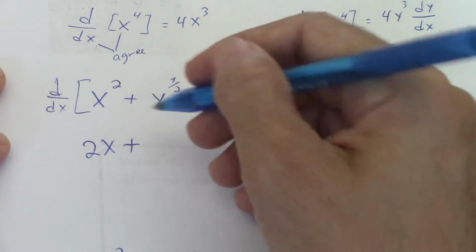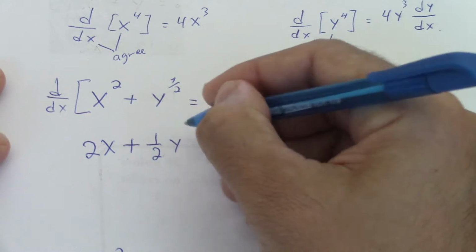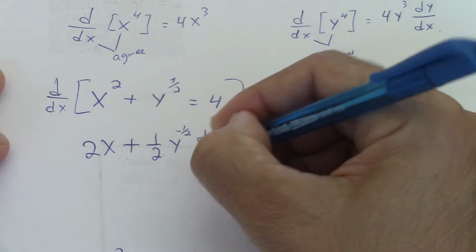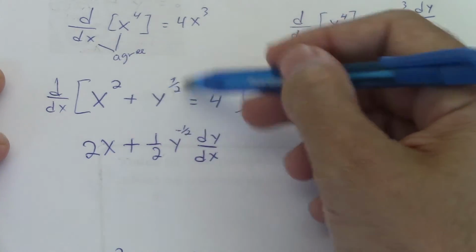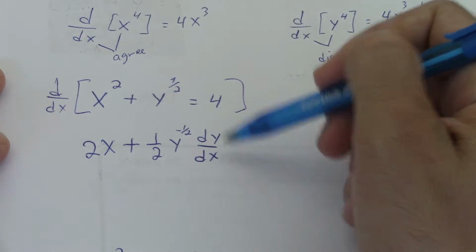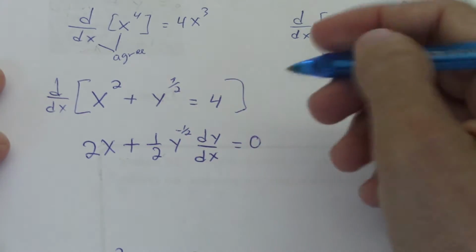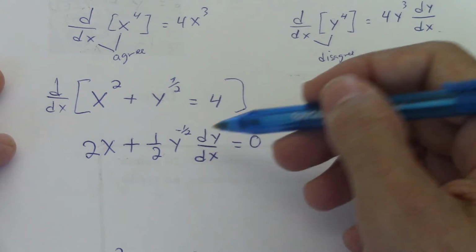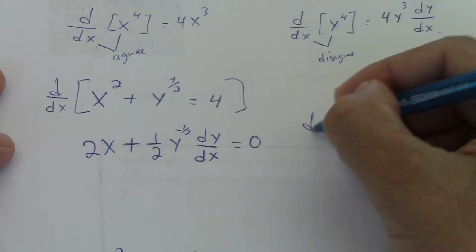That would be the derivative of this one, 1/2 of y raised to -1/2 times dy/dx. Okay, because it's the derivative of this one times the derivative of the y, which is dy/dx, equals 0, because the derivative of a constant is 0. Then we find dy/dx.